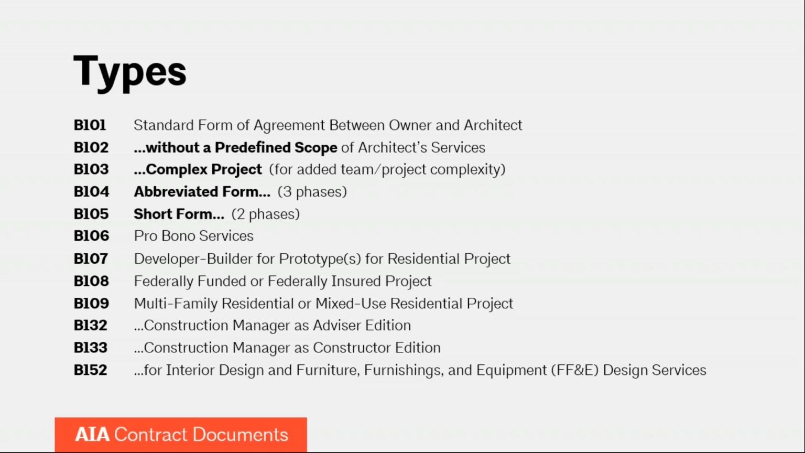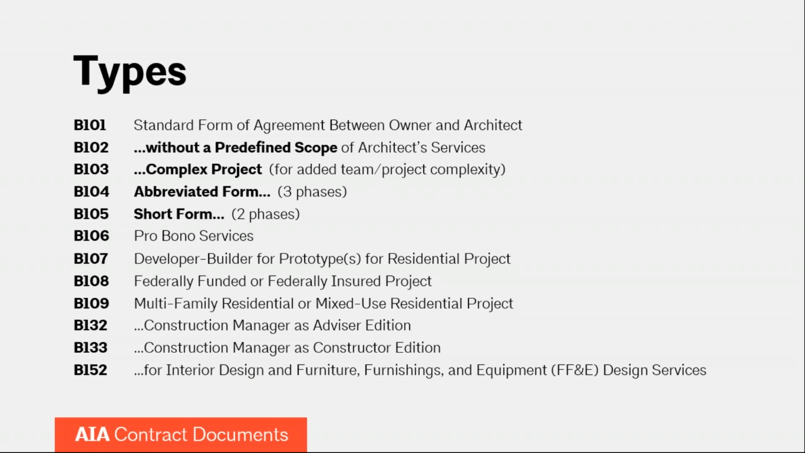The B102 only includes terms and conditions and no scope of service. So it's really for a project without a predefined scope. Very flexible document. The B103 is for complex projects. It's where you have a bigger project team than just the owner, architect, and contractor. Usually consultants are involved in such.